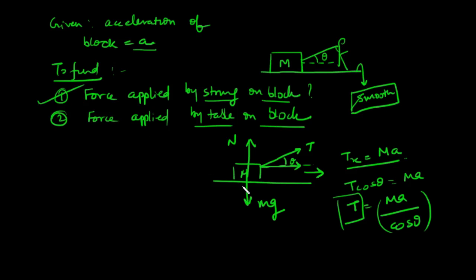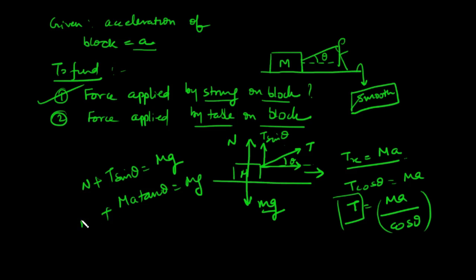Now what is the force applied by the table, which is normal? So I need to resolve this. Okay, I cannot write N equal to mg because there is a vertical component of tension also involved over here. So if this is T sine theta, now I can sum up these two and equate to this. So N plus T sine theta would be equal to mg. What was T? T was ma by cos theta. This means this would become ma tan theta, right? Equal to mg, and this would be N.